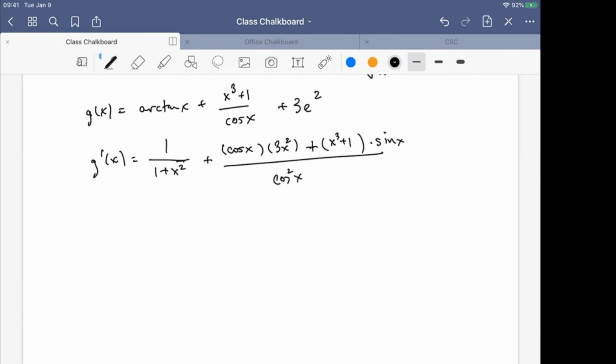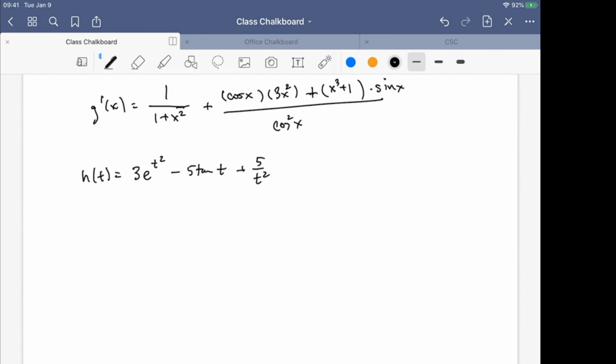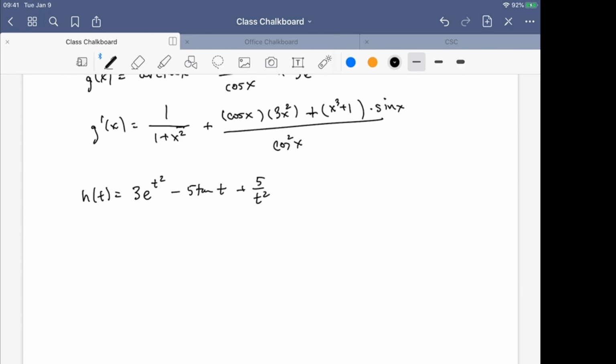And then what was our final function? H of t was 3e to the t squared minus 5 tan t plus 5 over t squared. Oops, sorry. And I do not know why it's cutting this off. That is really annoying. And I will have to get IT to look at it.